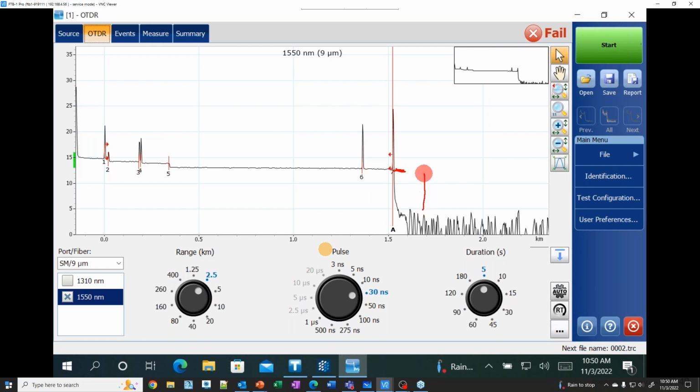Usually I want this 8 to 10 dB above the noise floor. All right, I want to have some nice good separation here. I like the noise floor to be 5 dB or less. This will depend on the quality of your OTDR, of course, and the amount of power you're pushing out. So I'm happy with the distance.